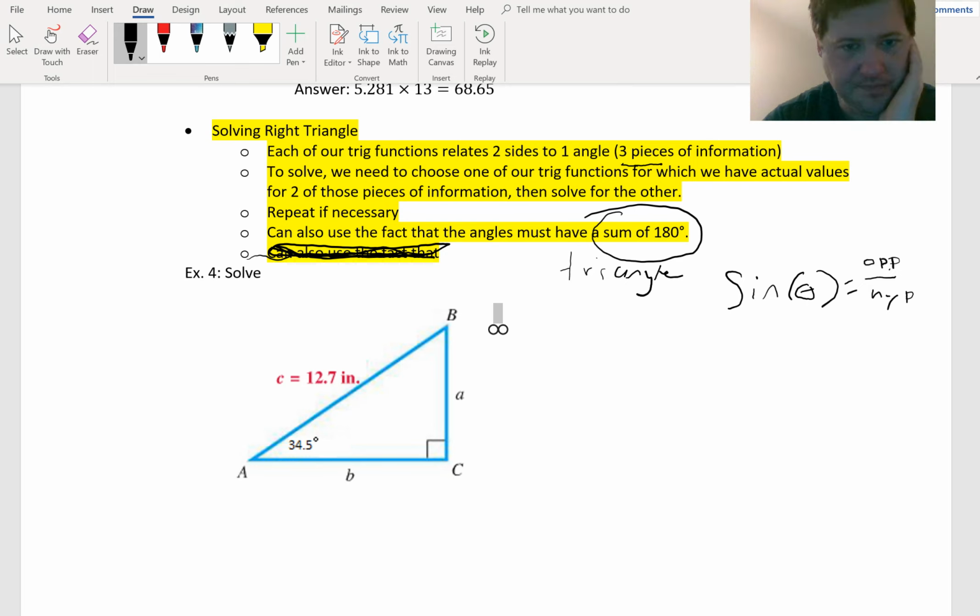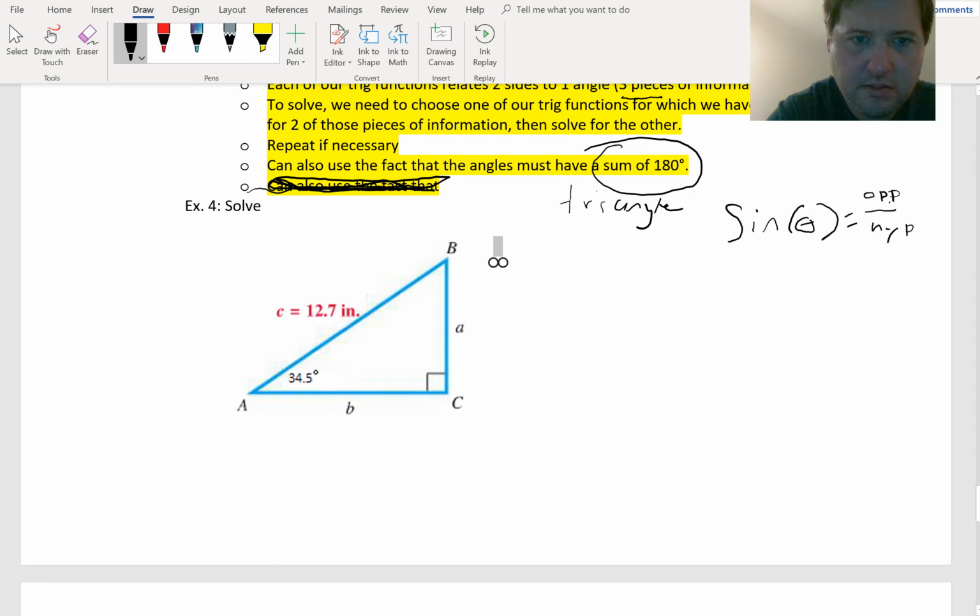Okie dokie. So let us look at this triangle they've given us. They've given us an angle, the angle capital A here, and the angle is 34.5 degrees. They've given us lowercase c is 12.7, and that's the hypotenuse of our triangle.